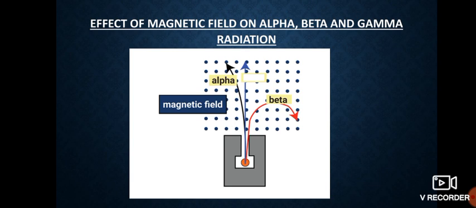Magnetic field, the effect of magnetic field on radiation. We have the alpha, beta, and the third one moving straight is the gamma radiation. It didn't appear here, but here it's supposed to be gamma. Beta radiations are deflected slightly in the opposite direction. So if you see it, it is going opposite the direction of the magnetic field. But alpha radiations are deflected in one direction. They are moving in the direction of the field. So that is the effect of magnetic field on alpha, beta, and gamma radiation.